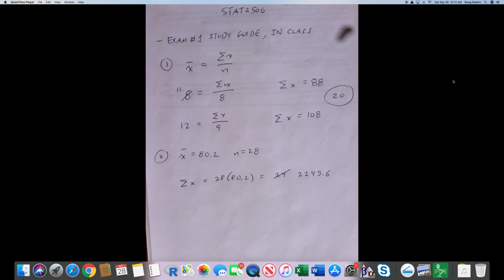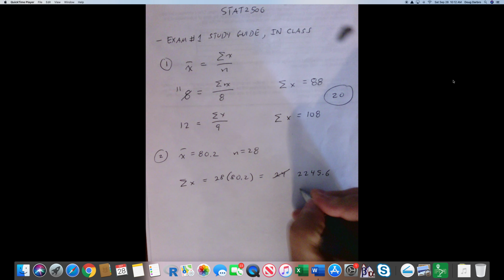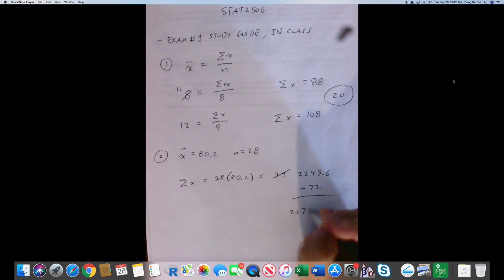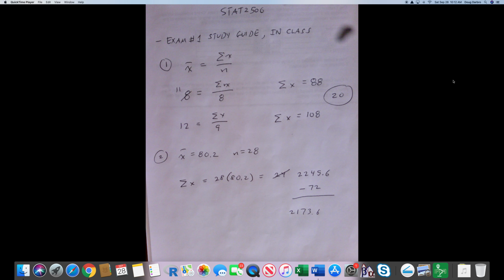So the sum of the scores would be 2245.6. Now, the bonehead professor made a mistake. Imagine that. Accidentally record a score of 91 as 19. So that means that the sum is overinflated by 91 minus 19 points. So that would be 72 points. So guys, we need to correct the overall sum by 72. So that's 2173.6. Divide that by 28.